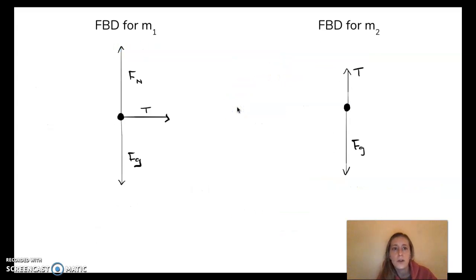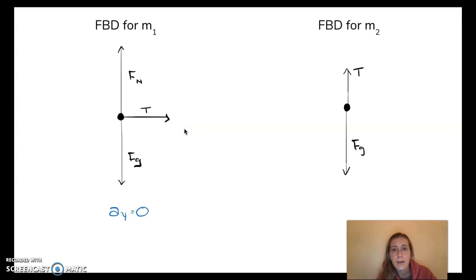So to conclude, the free body diagram for mass 1 is as follows. We have the force of gravity acting downward, the force of the table holding it up, we call that the normal force, and this force, I'm calling it tension, pulling this object to the right.